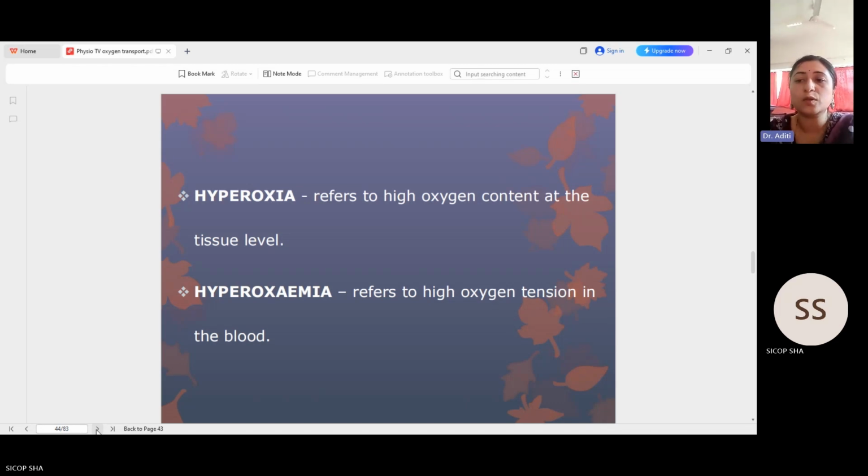There are also terms called hyperoxia and hyperoxemia. Hyperoxia refers to high oxygen content at the tissue level, and hyperoxemia refers to high oxygen tension in the blood.